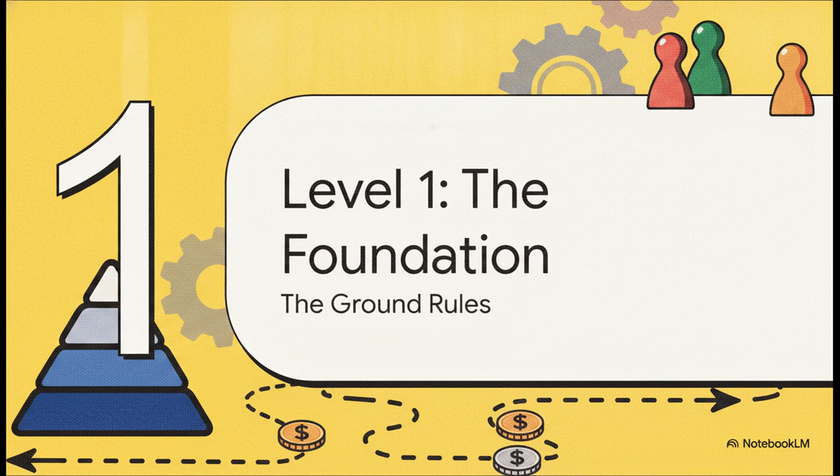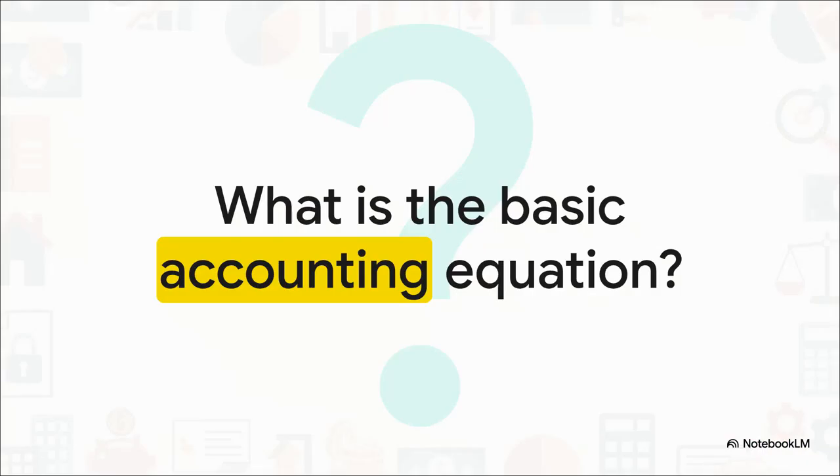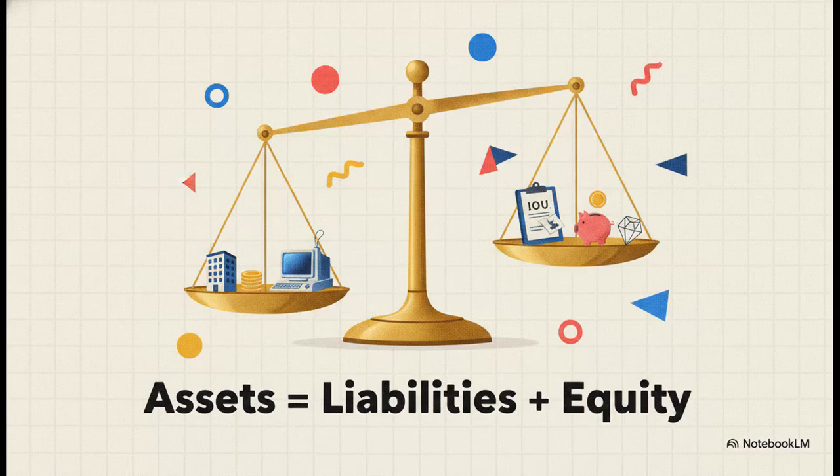All right, level 1, the foundation. Get ready to play along here. So I'll put the question directly to you first. What is the basic accounting equation? Go ahead and lock in your answer. Just think about the fundamental relationship between what a business owns, what it owes, and what actually belongs to the owners. You got it? Assets equal liabilities plus equity.